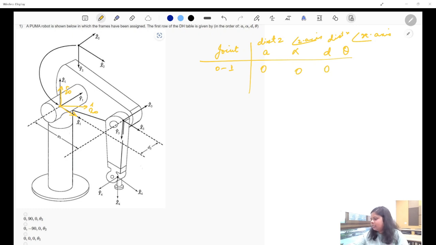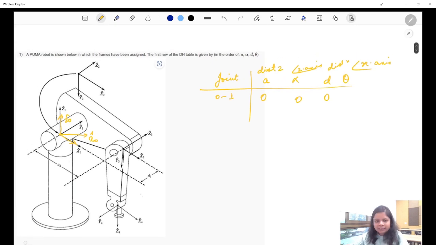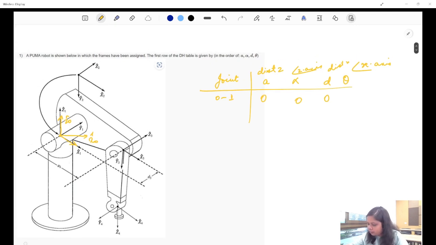And the last one is, what is the angle between the x-axes? Since this is a revolute joint, that means it can move by some angle, right? So x0 is already in the global frame. X1 can always move because it can rotate. So if it can rotate, we can say that it moves by an angle of theta 1.